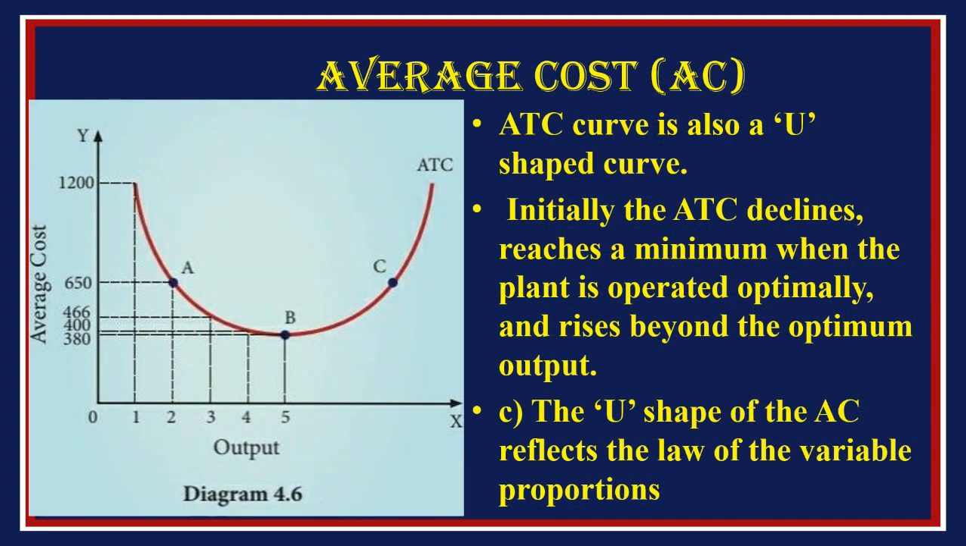Now the shape of the average cost curve is a U-shaped curve. At the initial stage, ATC starts declining from A to B. After a certain point, that is at B, it starts increasing again to C. So you can see it is a U-shaped curve. The AC curve is a U-shaped curve which reflects the law of variable proportion.